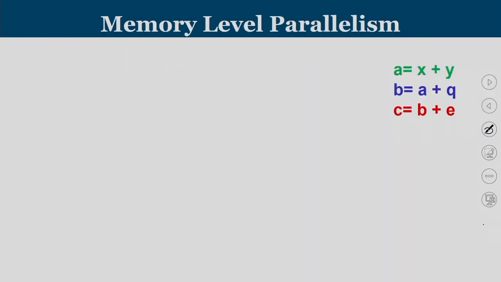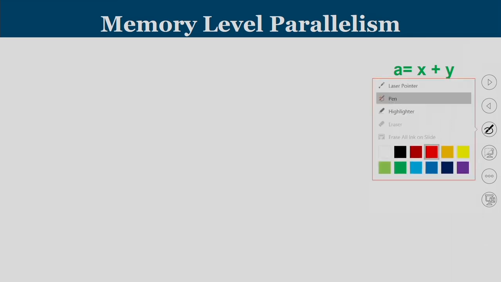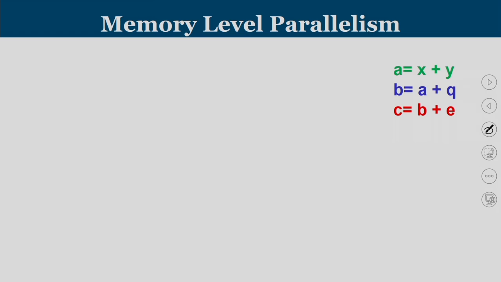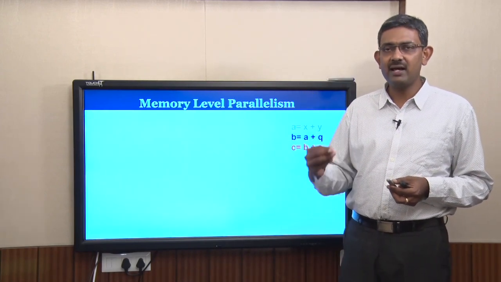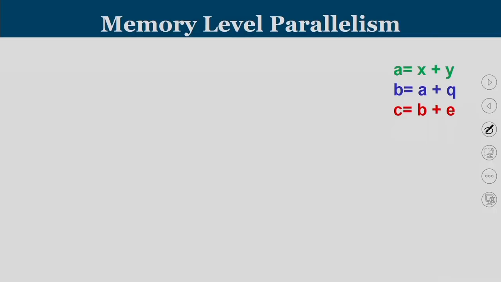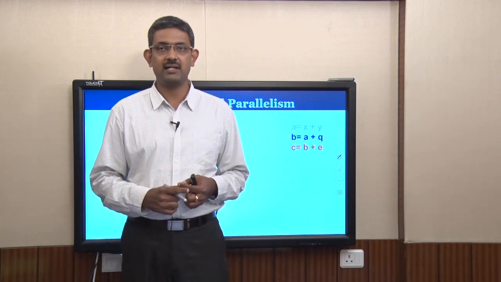Now consider the case that you have to do 3 tasks, defined something like A equals X plus Y. Let's say you have to process an image, and the image is obtained from 2 images X and Y. You are going to fuse some image, or some task where you require data of X as well as data of Y. Then the second step, B equals A plus Q, and the third step, C equals B plus E. What is the peculiarity of these 3 tasks? The second task is dependent on the first task, and the third task is dependent on the second task.